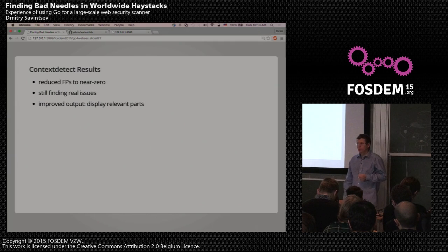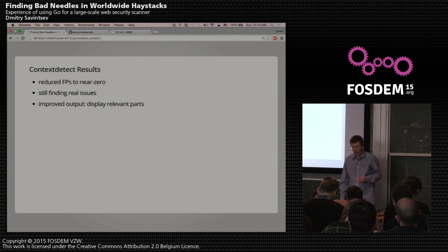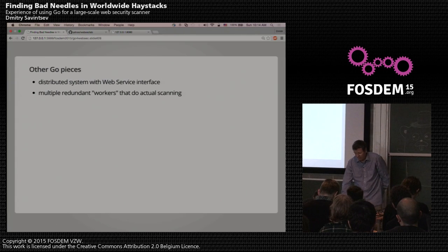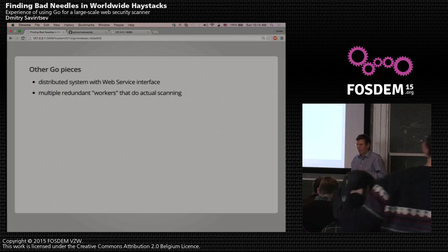As a result, we reduced the false positive rate in the scanner to almost zero, and that was a big relief both for us paranoids who have to deal with the output, and also the developers and QAs who use this, and it's still finding the real issues as we check with the WebSec lab. We also improved output because we can take the relevant parts from the context, like the previous context part of the breakage. The scanner with context detect is now part of the CD pipeline, and it scans all the sites that go out from developers. So you can say that Go has a role to play in keeping lots of Yahoo sites secure.